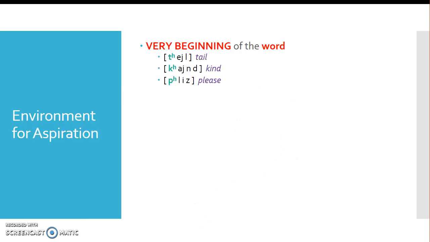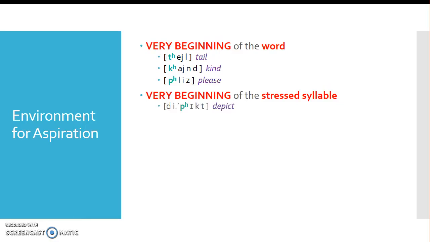So our review, where do we aspirate? Always, always, always, if it's the very, very beginning of the word, like tail, kind, please. Always, always, always, if it's the very beginning of the stressed syllable. So this is the tricky one, because you have to look inside the word to see if you are going to aspirate pataka if the pataka is the very, very beginning of the stressed syllable.